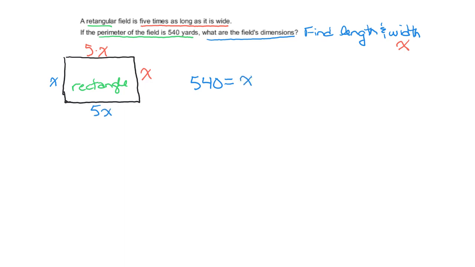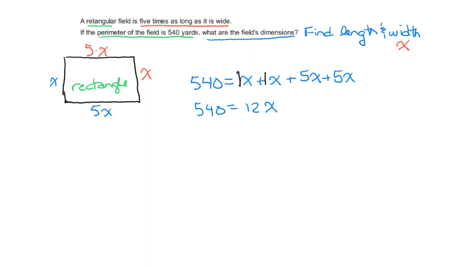If we add all these sides together, and remind ourselves that the opposite sides have equal length, we will end up with x plus x plus 5x plus 5x. Please remember that these x's have an understood coefficient of 1 in front of them. So that is 1x plus 1x plus 5x plus 5x. So now I have 540 is equal to 12x.